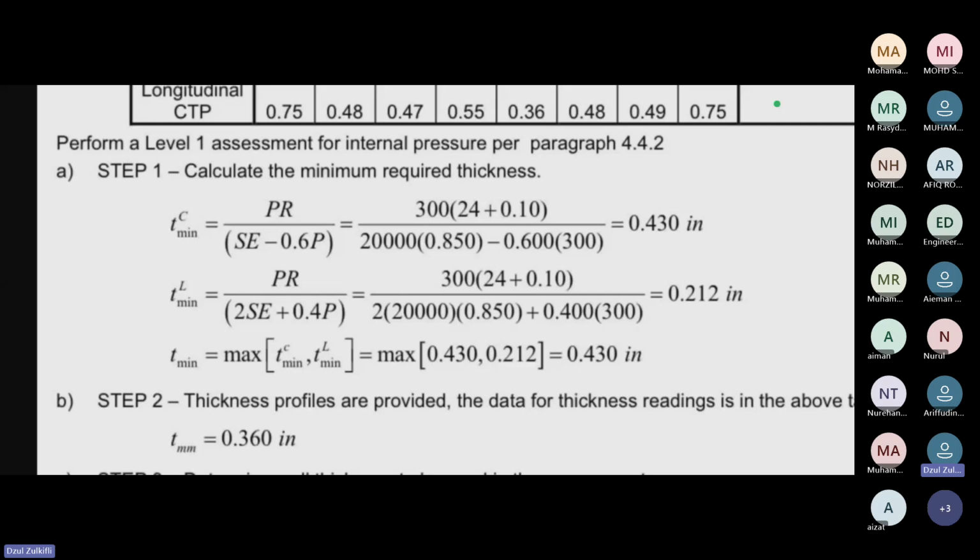So you do PR over SE minus 0.6P, and you get the value. Okay, I'll pause here for this basic Tmin calculation for internal pressure. Any question?